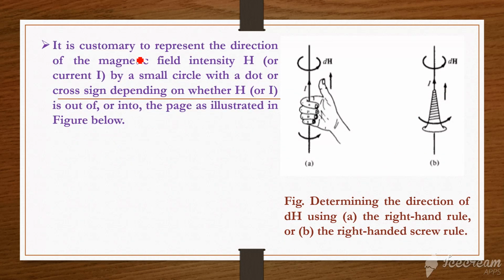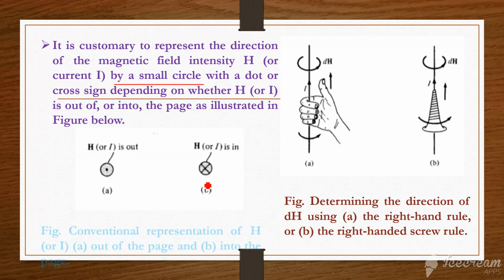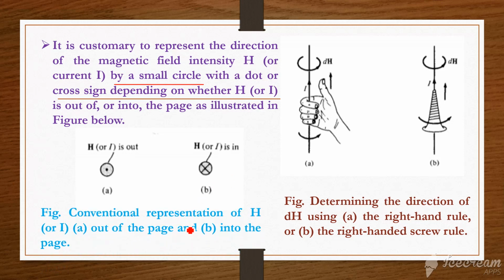It is customary to represent the direction of magnetic field intensity H or current I by a small circle with a dot or cross sign, depending upon whether the H or I is outward or inward to the page. If the current is outward from the page, it is considered as a dot, and if the current is flowing toward the page, it is considered as a cross. This is the conventional representation of current.